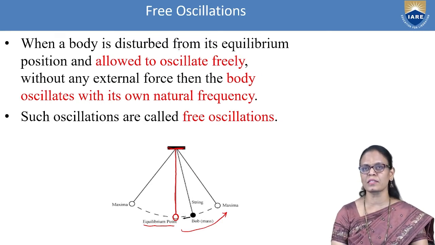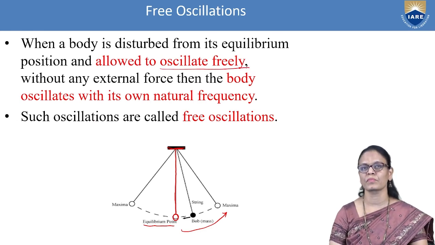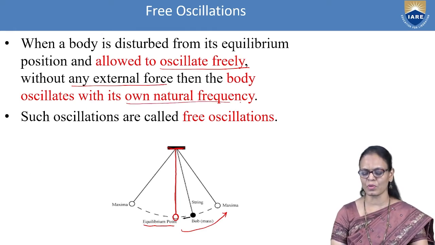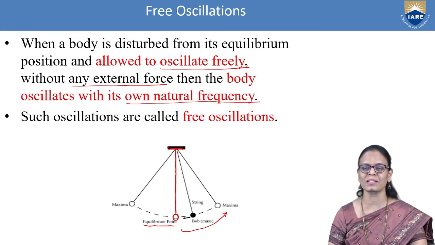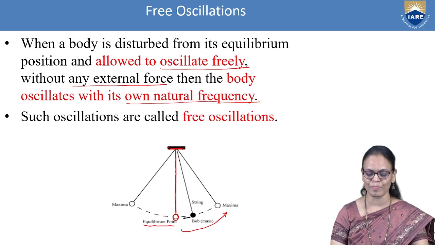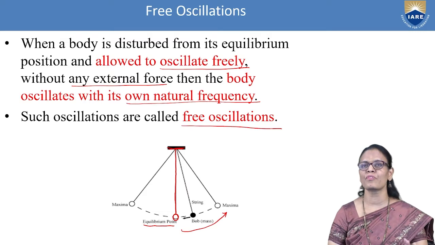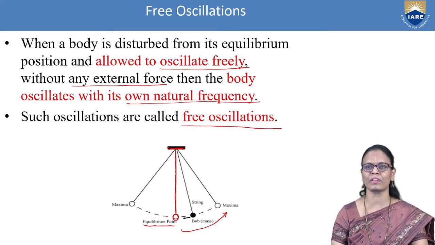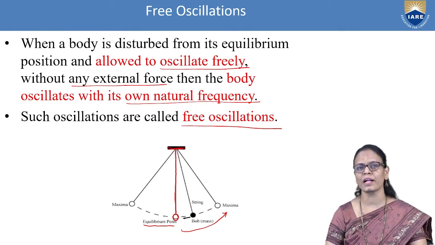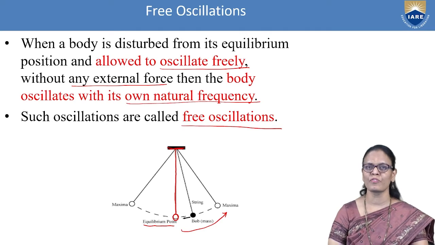So when a body is disturbed from its equilibrium position and is allowed to oscillate freely without any external force, then the body oscillates with its own natural frequency. So whenever we are disturbing it from the mean position and just leaving it and allowing it to oscillate freely, the body will oscillate with its own natural frequency. And such oscillations, we call them free oscillations. We are just disturbing it and leaving it. We are not applying any force. Without the application of force, the oscillations keep on continuing.